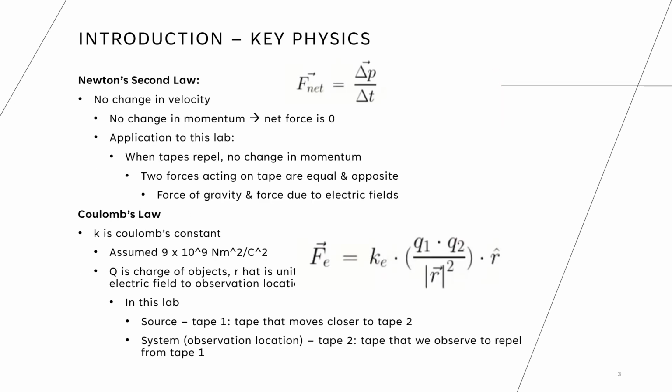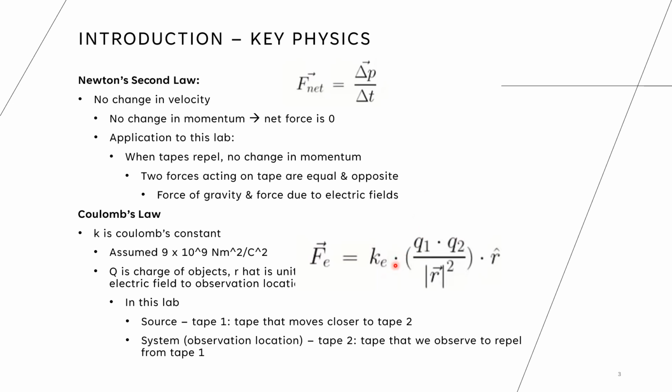And then the key physics behind this is Newton's second law, which we saw a lot in Physics 1. The key thing here is when there's no change in velocity, there's no change in momentum. So this means the net force is 0, and when there's two forces, they're equal and opposite when net force is 0. And then also Coulomb's law, this is new, where you can see it to the right here.